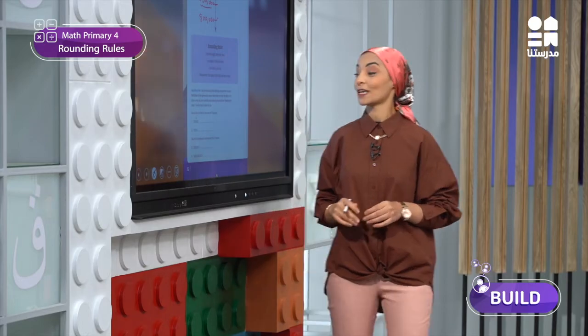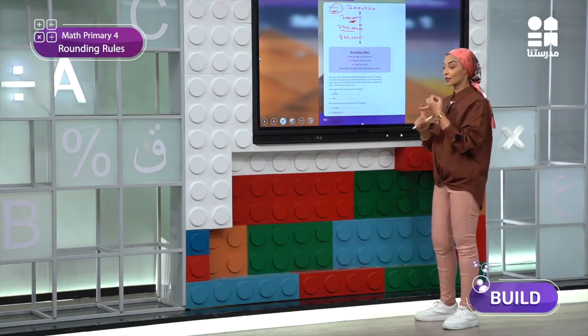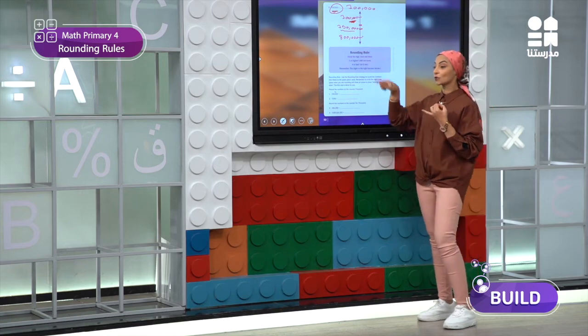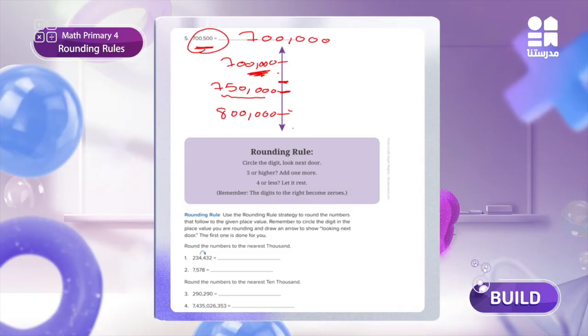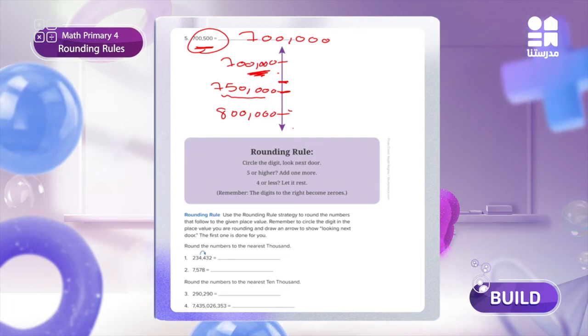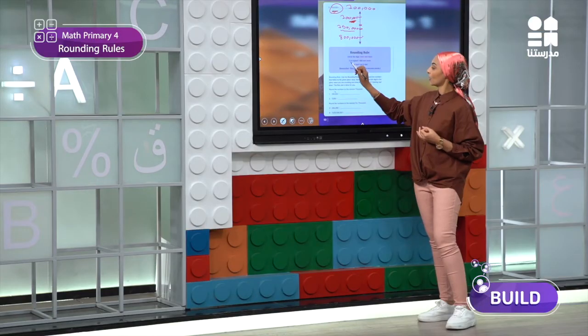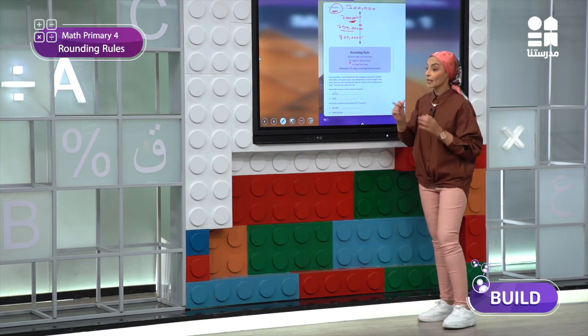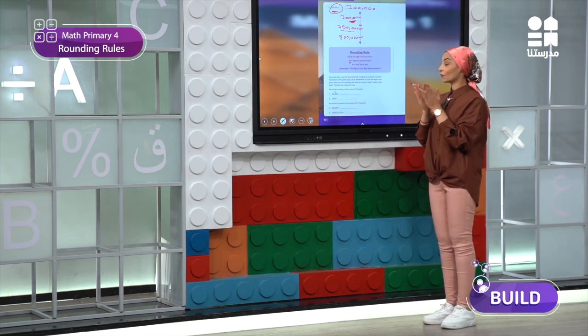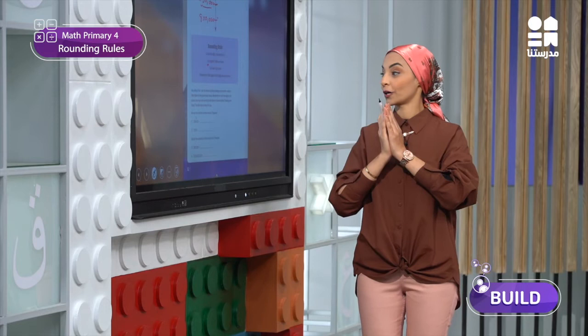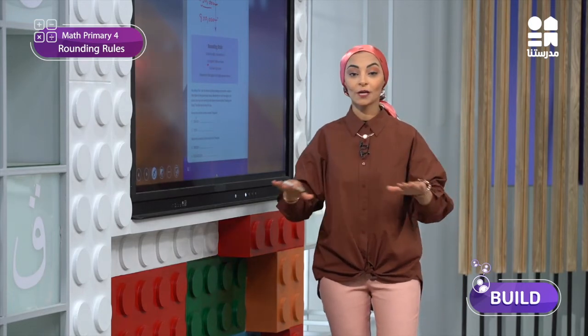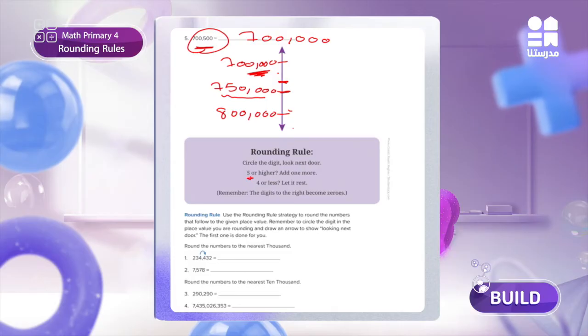Listen to the rounding rules. They are very interesting, like a poem. First, I will circle the digit. Then I will look next door. Again, first of all, I will circle the digit. Then look next door. If I find 5 or more, I will add 1 more. If 4 or less, I will keep the number as it is. And remember, all the digits to the right become 0.